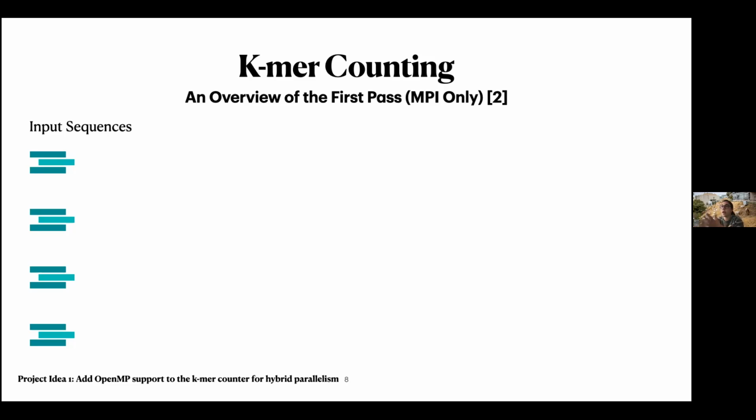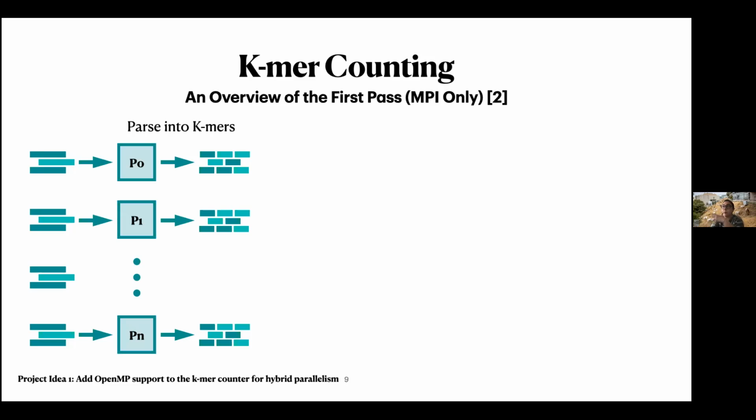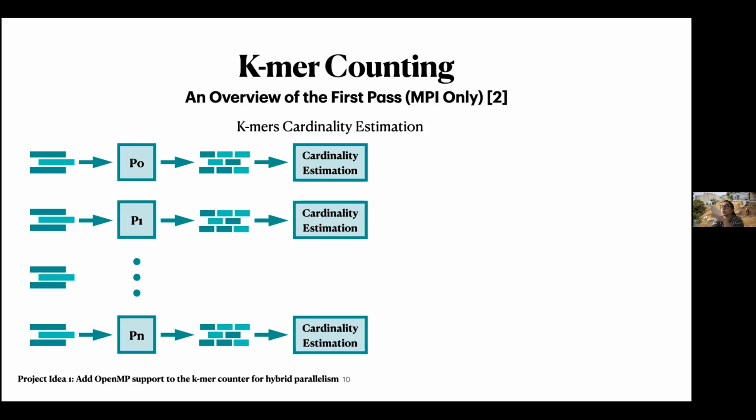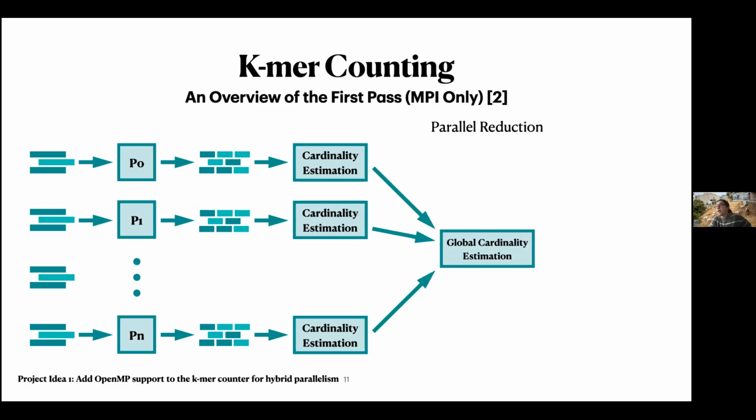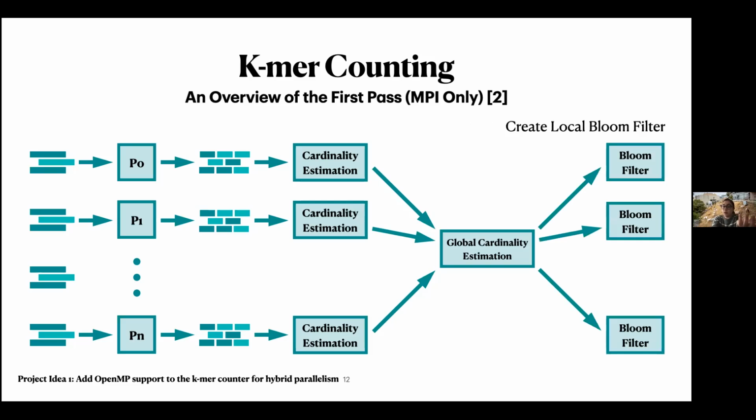So in the first pass, we have the input sequences that will be distributed across different processors. And each processor parses its own reads into k-mers, as we saw in the previous slides. And once we have this, each processor locally will estimate the cardinality of these k-mers. And then there will be a parallel reduction, a global reduction. So each processor will obtain the sum, the global cardinality estimation. And then this will be broadcasted to all the other processors, and we create a local Bloom filter.